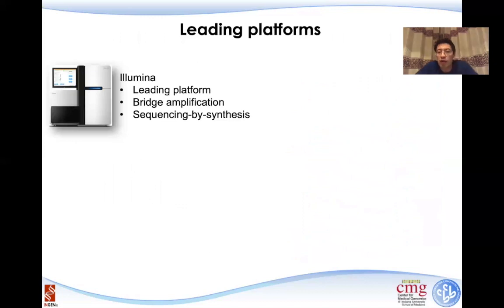Now, a couple of leading platforms. The first one, I would say, has to be Illumina technology. This is an absolutely leading platform at the current stage, and it will include the bridge amplification and the sequencing by synthesis. So I'm not going to go through all the biochemistry part of it, but instead I'm going to give you some link and talk about what are the biochemistry behind these machines, why they are sequencing that fast.